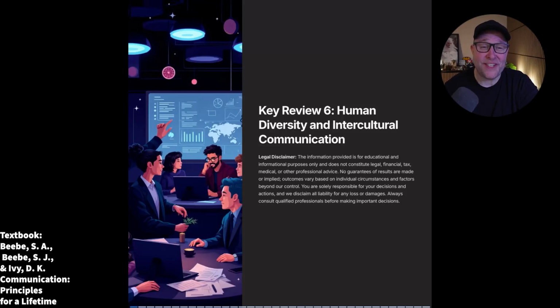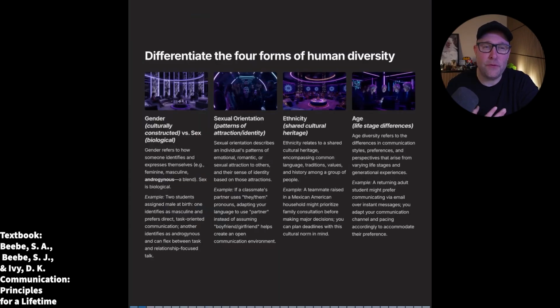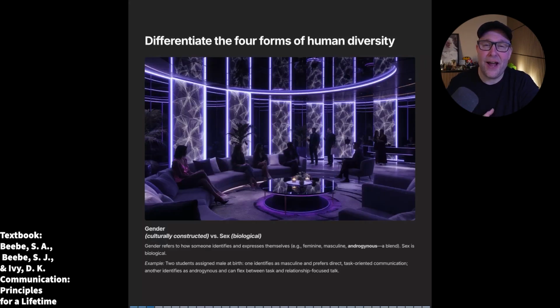Key Review 6, Human Diversity and Intercultural Communication. The 4 forms of human diversity are gender, as culturally constructed, versus sex, which is biological. Sexual orientations are patterns of attraction and identity. Ethnicity, which is shared cultural heritage. Age, life stages. Gender, again, is culturally constructed versus sex, which is biological.